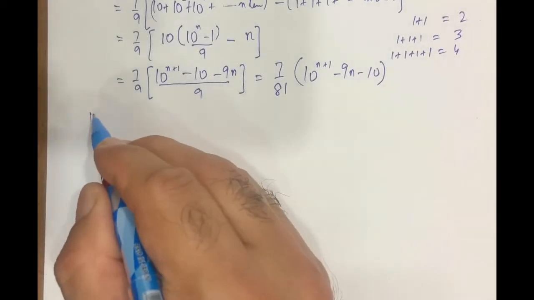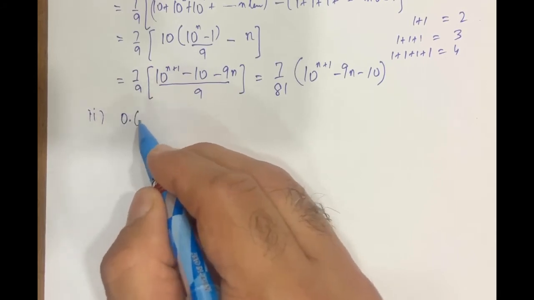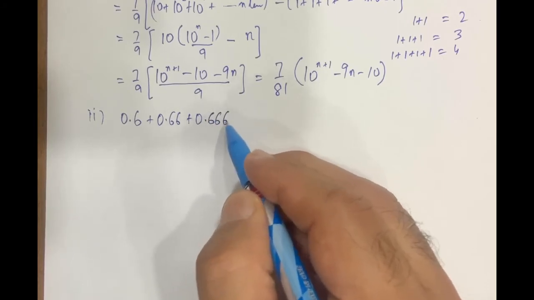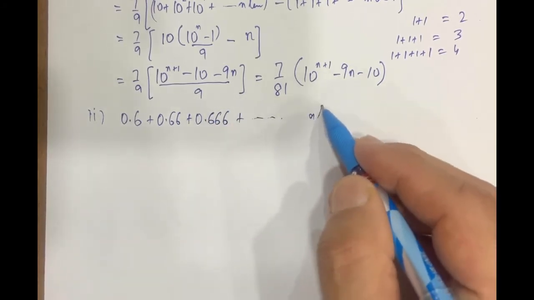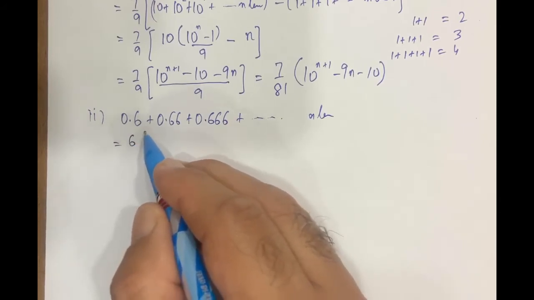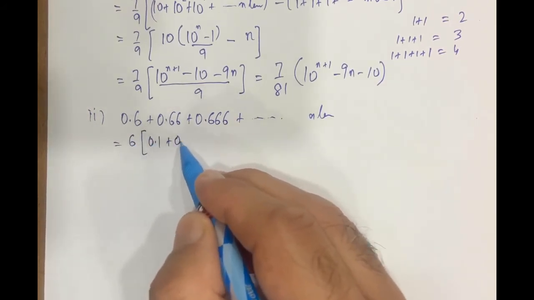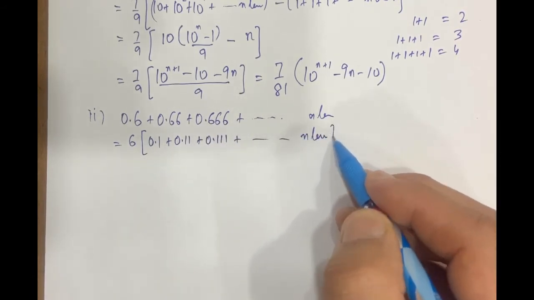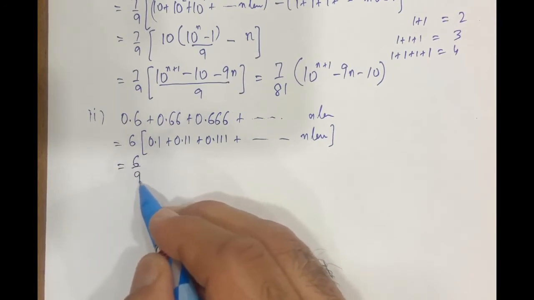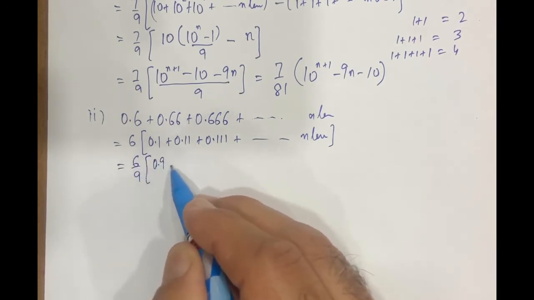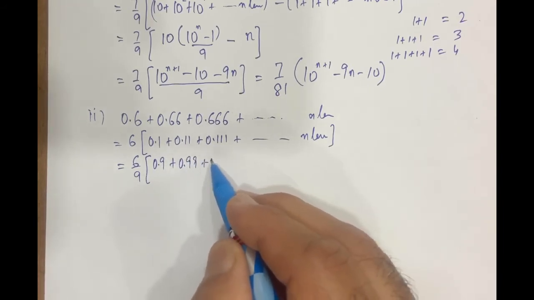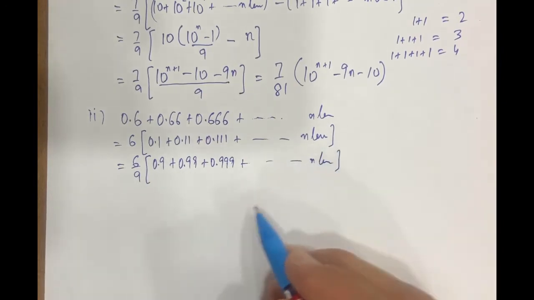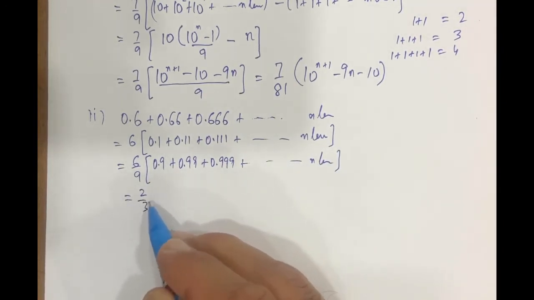Second part, we have to find the sum of 0.6 plus 0.66 plus 0.666 and so on up to n terms. Take 6 common. It's 0.1 plus 0.11 plus 0.111 and so on up to n terms. Divide by 9, inside multiply: 0.9, 0.99, 0.999 and up to n terms. This is 2 by 3.